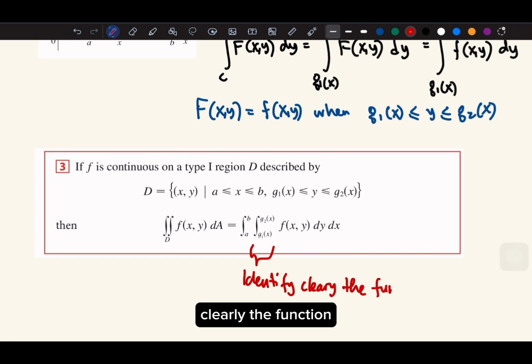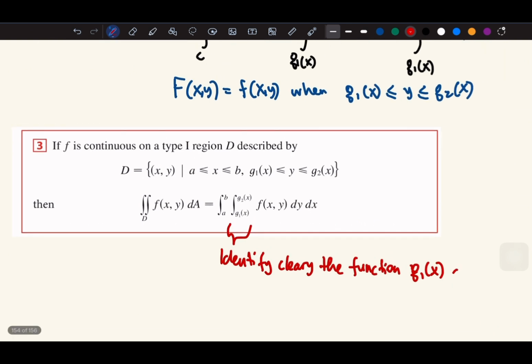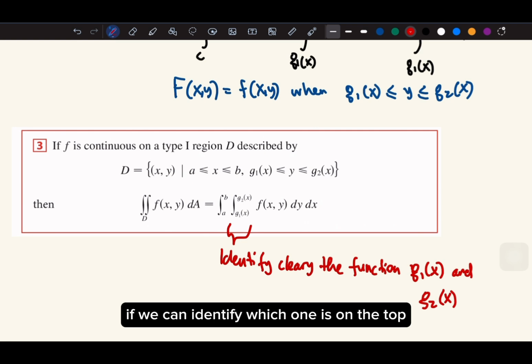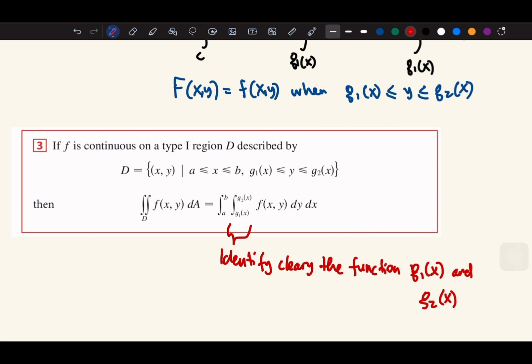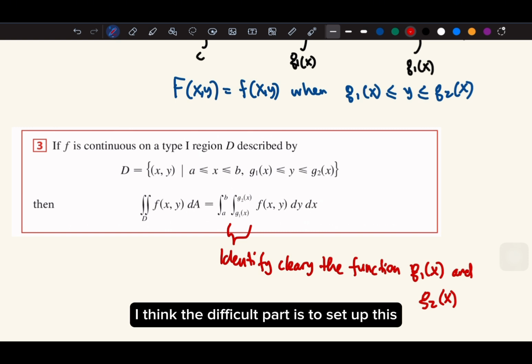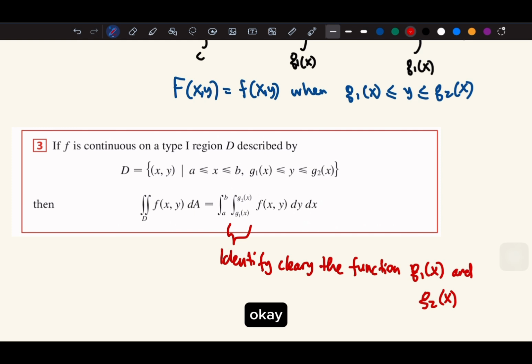the functions g1 of x and g2 of x. If we can identify which one is on the top, which one on the bottom, then we can just put them in and compute. Usually the calculation inside is not really that complicated. It will be straightforward. You can just compute as usual. I think the difficult part is to set up this double integral, to set up which ones are the functions.